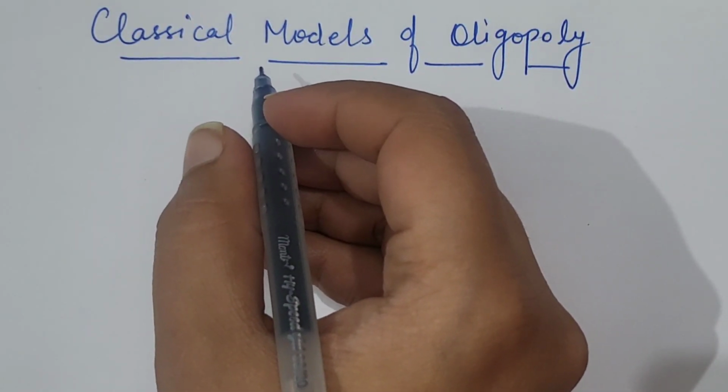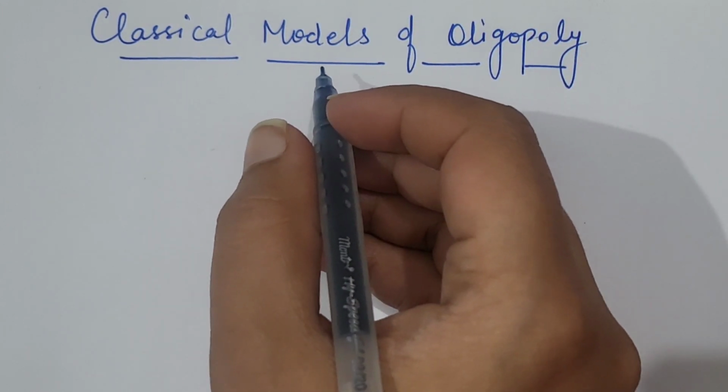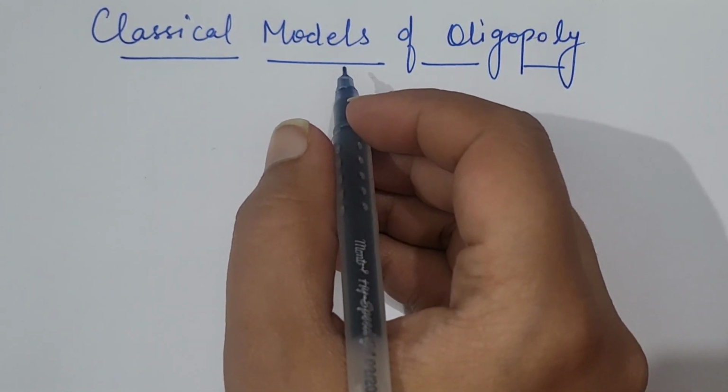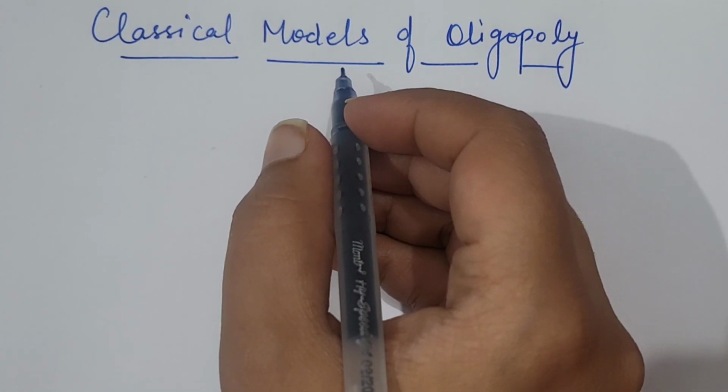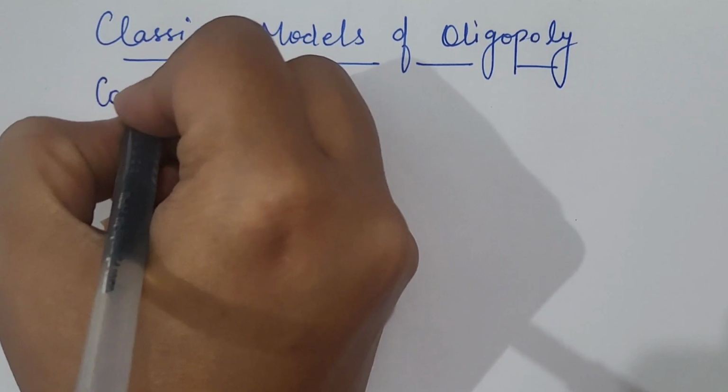Our today's topic is classical models of oligopoly. There are three main classical models of this market situation. Here in this video, I am discussing the first model. Name of the model is Cournot's model.